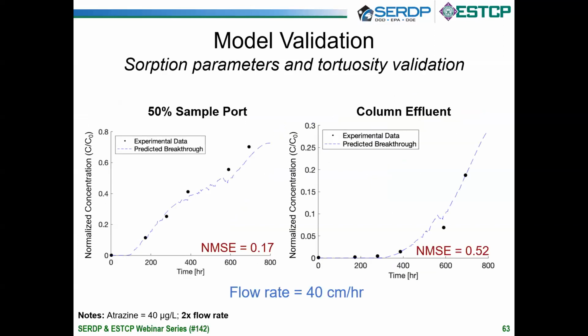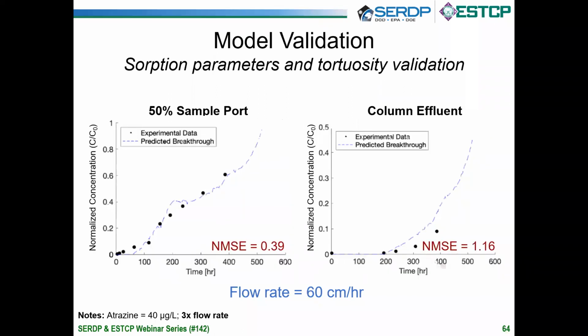This shows now what happens when we increase the flow. So that previous data was 20 centimeters an hour. What if we double it to 40 centimeters an hour? And this shows the data for atrazine again, here at the 50% port in column effluent, now with twice the flow. So we're not readjusting, we're not changing the sorption parameters, keep them constant. The only thing we're changing here is the flow rate. And again, it fits the data well.